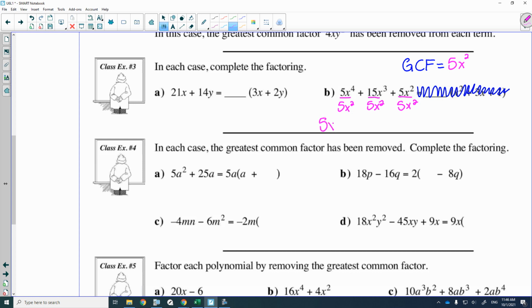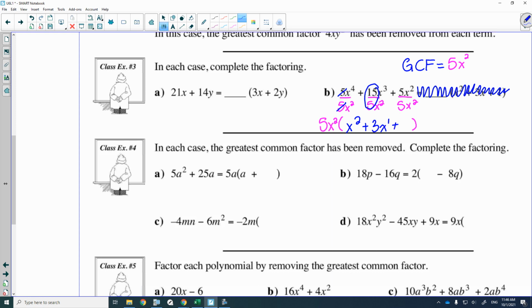Then you write that GCF always in front of a bracket. Your answer goes in the bracket. So you take each term and you say 5 divided by 5 is 1, or cancels. x4 divided by x2 is x squared, plus 15 divided by 5 is 3x to the 1, plus.